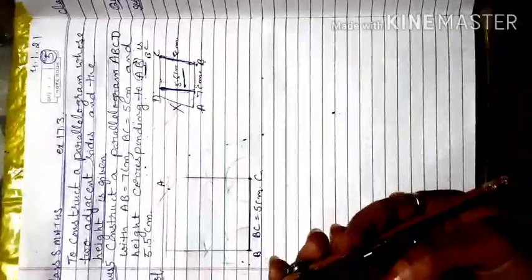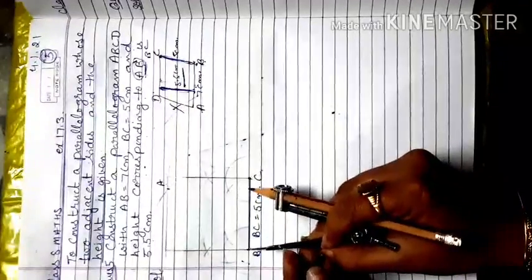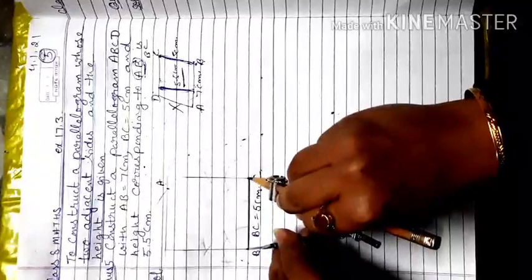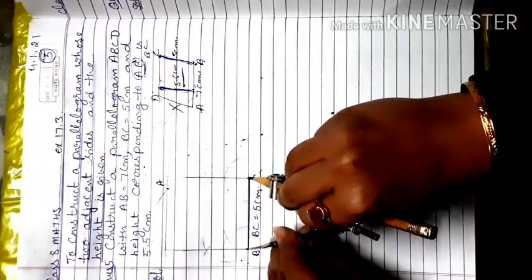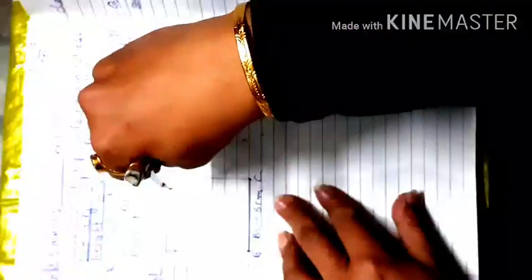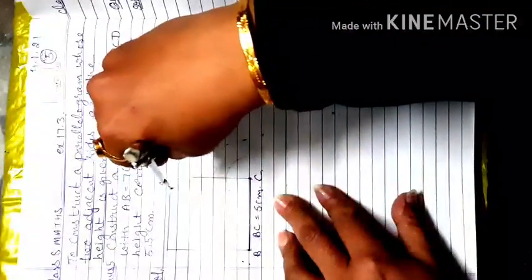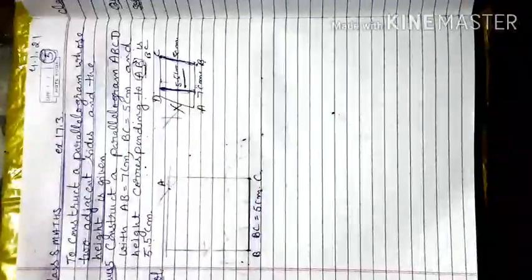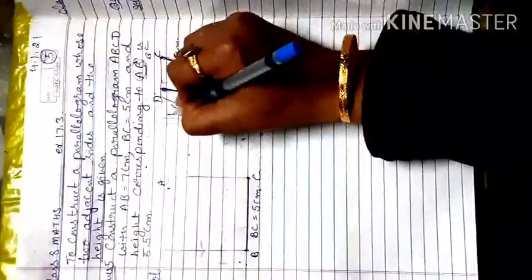So you mark another arc from C with a radius of 7 centimeter. Now BC is 5 centimeter. Open the compass to 5 centimeter, consider A as center and cut the previous arc, which was marked at 7 centimeter distance from C. This will be my another point, that is my D point.